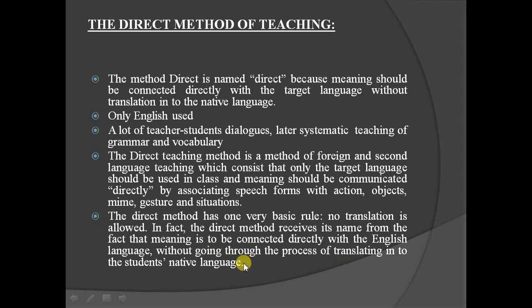So, words and ideas are transferred to the students in the target language rather than translating them into their native language. They are confronted with things, with ideas, with expressions that they use directly in the target language.